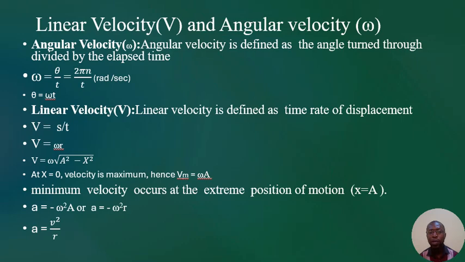Now, there are some terminologies we have to also be familiar with, and the first one is the linear velocity of an object undergoing simple harmonic motion, and also the angular velocity of the object. When we talk about linear velocity, we are talking about the object moving along a straight line, okay? But when we talk about angular velocity, we are saying that the object is moving in a circular form.